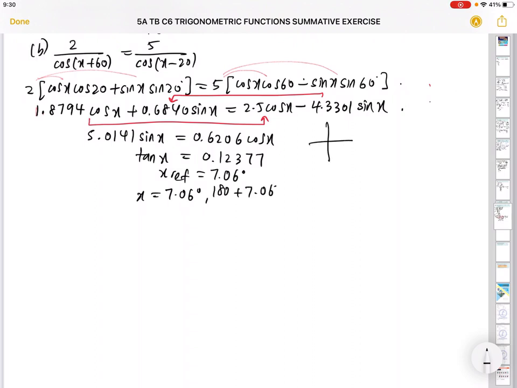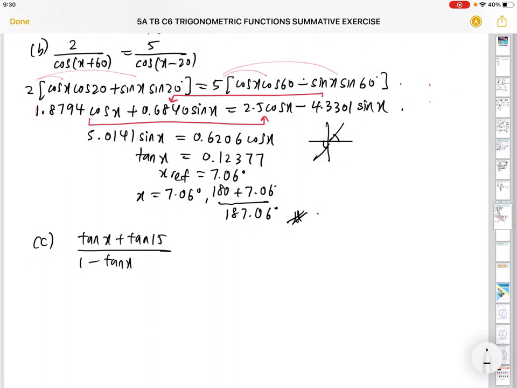Okay, lastly look at part C. The whole expression here, you're given tangent x plus tangent 15 over 1 minus tangent x tangent 15 is 2. Now remember, this is actually in the form of tangent A plus B, where your A is x, your B is 15, so you put this together as tangent x plus 15, isn't it? And from here, use your calculator, find your reference angle, tan inverse 2, you will get 63.43.